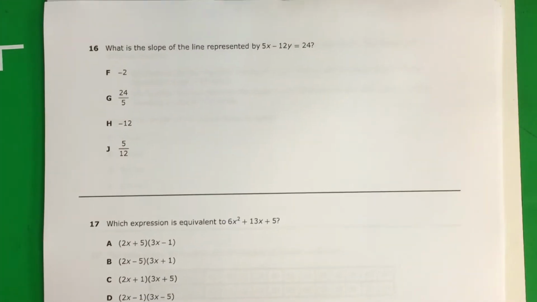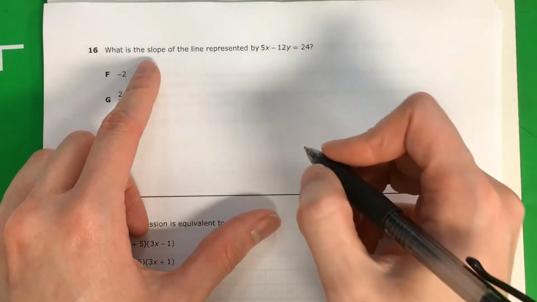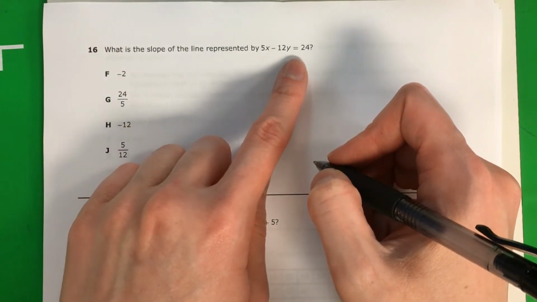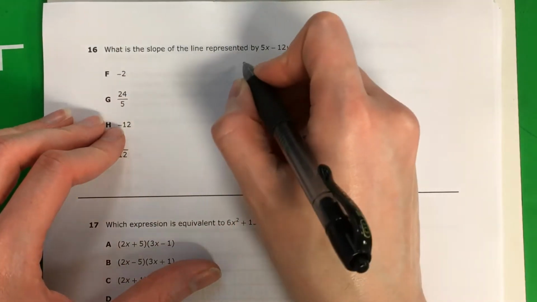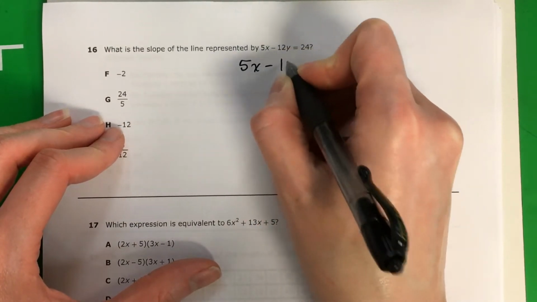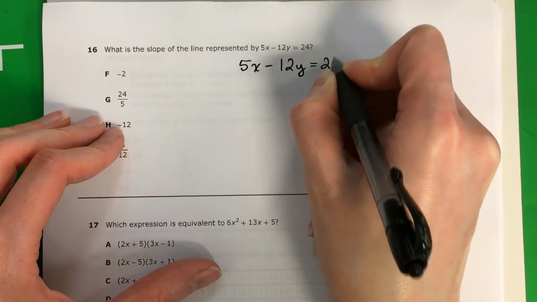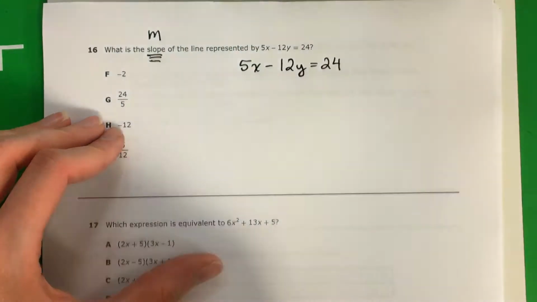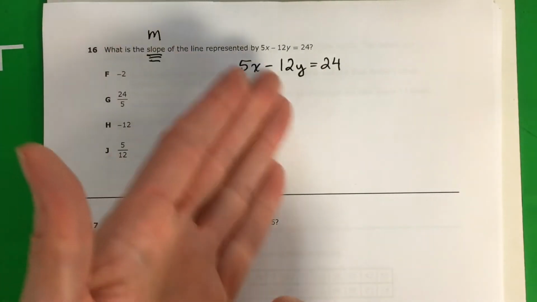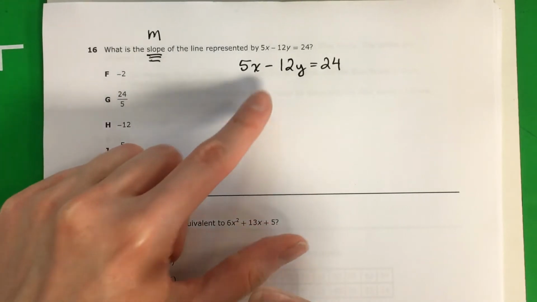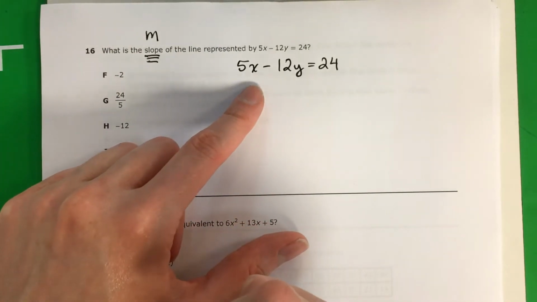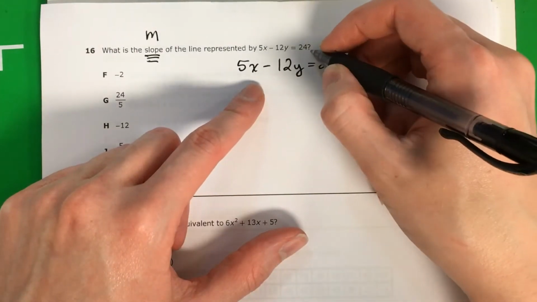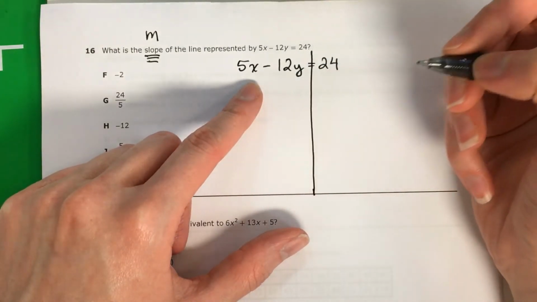Number 16. What is the slope of the line represented by 5x minus 12y equals 24? So I have 5x minus 12y equals 24, and I want the slope. Remember, the slope is m, and I don't know which one my m is here because I need to put it in slope-intercept form. I need y equals mx plus b. So I need to go ahead and fix it.